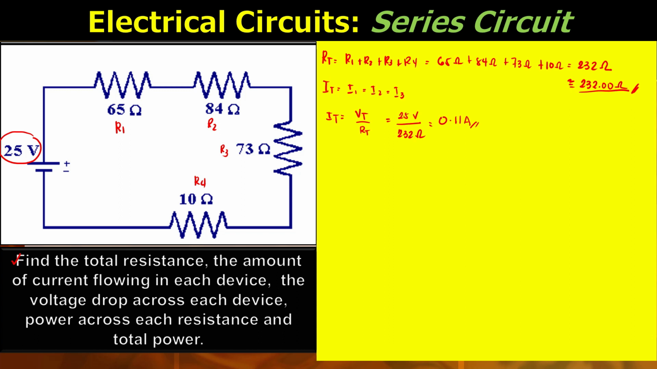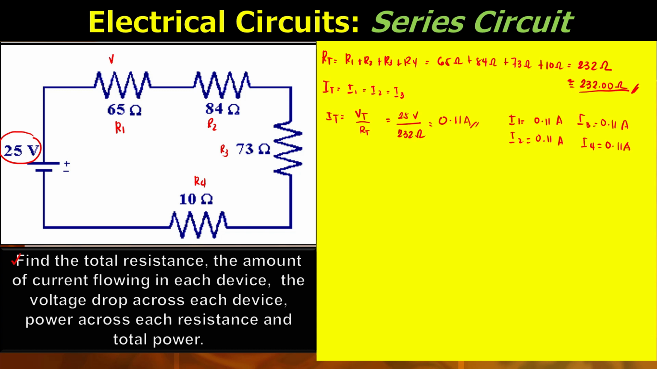So our I1 is equal to 0.11 ampere, I2 is 0.11 ampere, same with I3, 0.11 ampere, and I4, 0.11 ampere. So these are the four currents that we have. Next, let's have the voltage drop for each device.